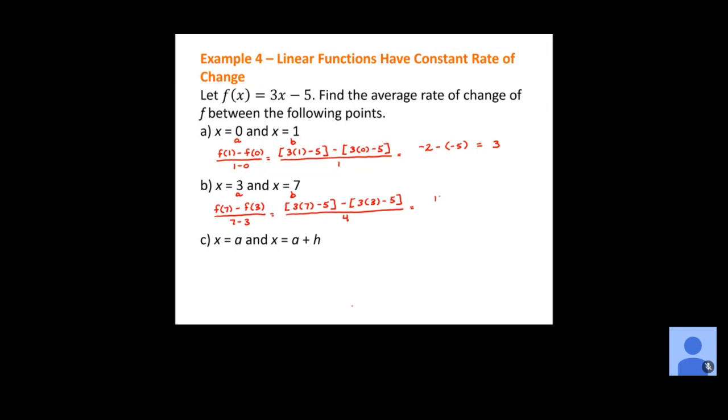Good. 21 minus 5 is 16. Minus, and then 3 times 3 minus 5 would be what? Good. So 16 minus 4 all over 4. So then if I simplify that now, what's 16 minus 4 divided by 4? Good, right? So we get 12 over 4, and that just gives us 3. Any questions on B now?